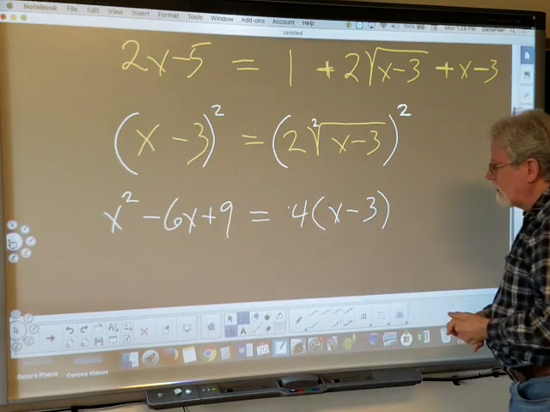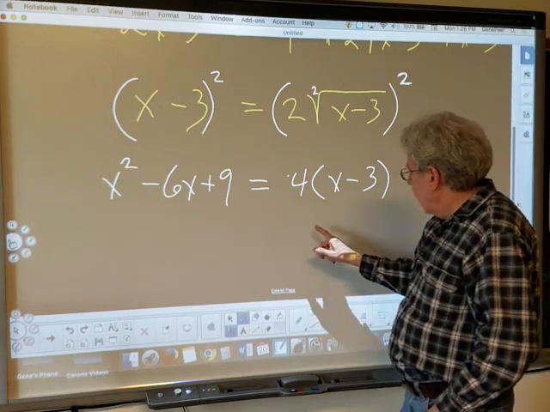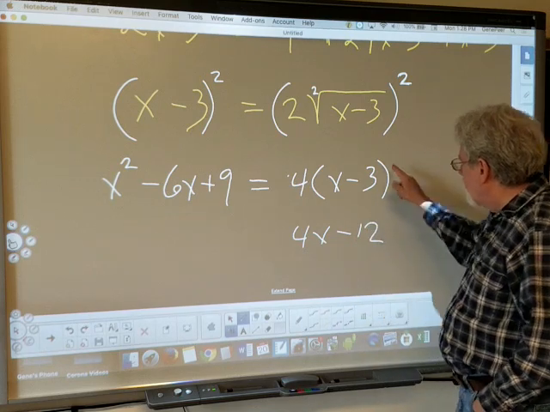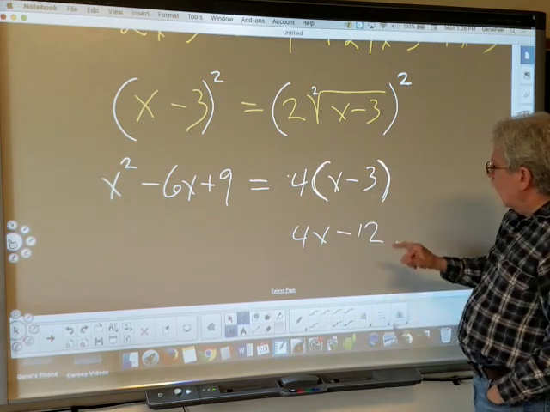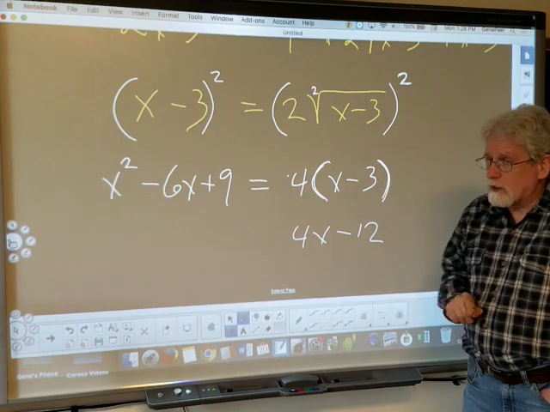Those parentheses matter. So from there, it's a pretty ordinary equation. We've seen these kind before. Multiply this out. That's 4x minus 12. That's why those parentheses are important. Without the parentheses, you wouldn't have multiplied 4 times 3, and you wouldn't have 12, and you would be all messed up.